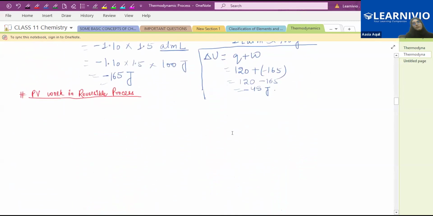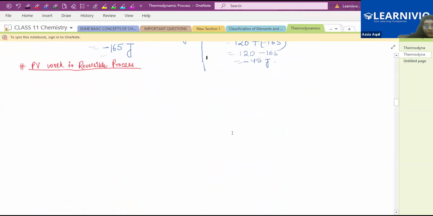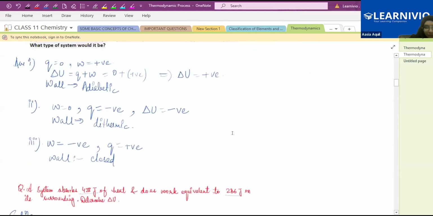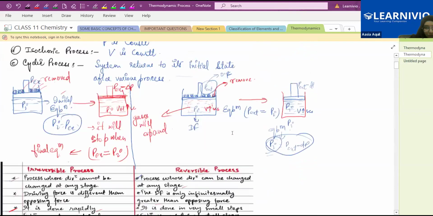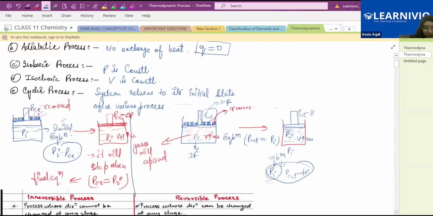So the next one: PV work in reversible process. PV means pressure multiplied by volume. How is the PV work calculated in a reversible process? Reversible process, you know very well. See the diagram, we have already drawn it. This is the reversible process, right?